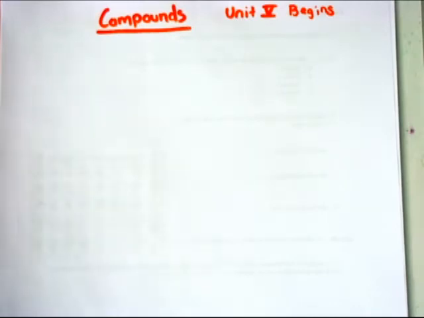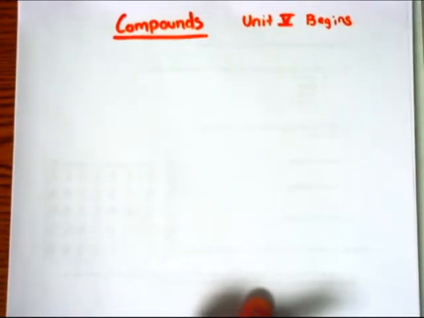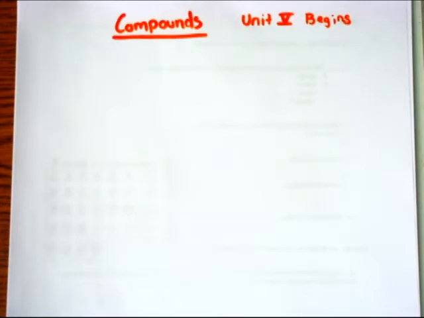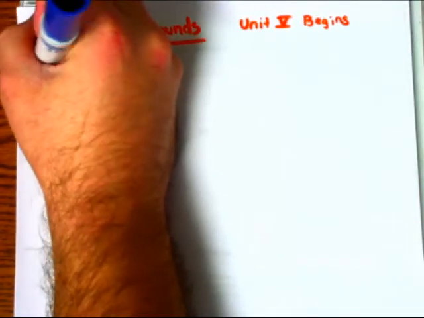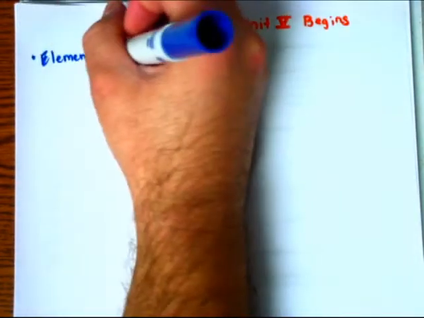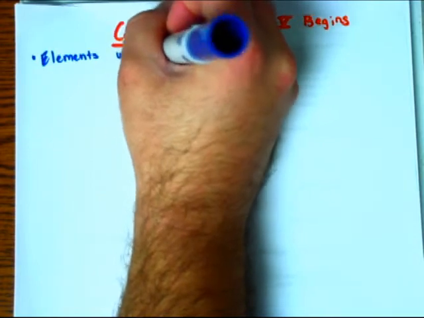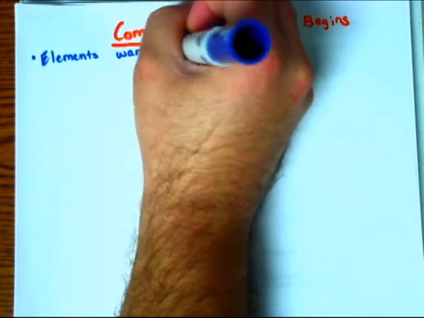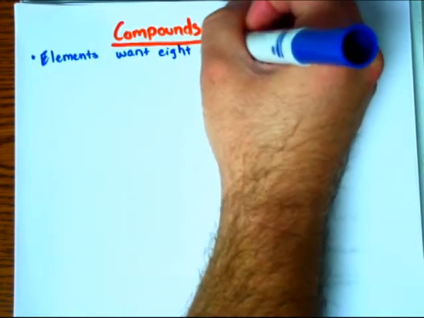Now going into this, we know something from the previous unit that we want to carry into this unit, and that is that all elements, all atoms want how many valence electrons? Okay, so elements want 8 valence electrons.